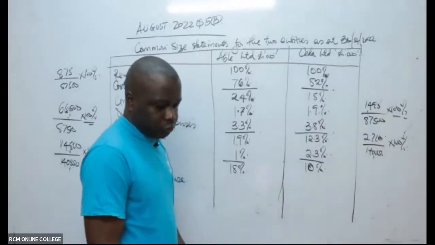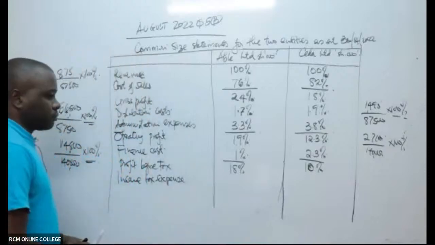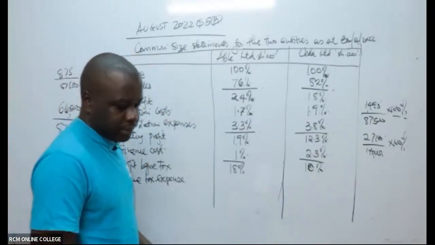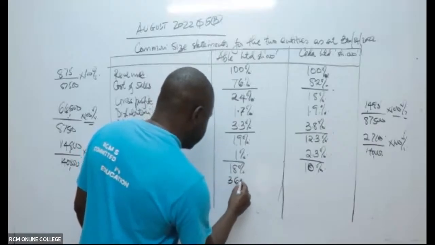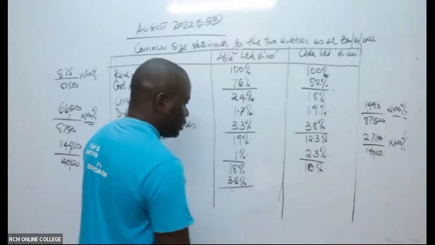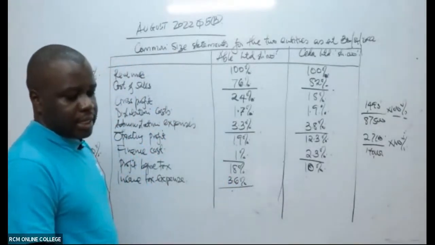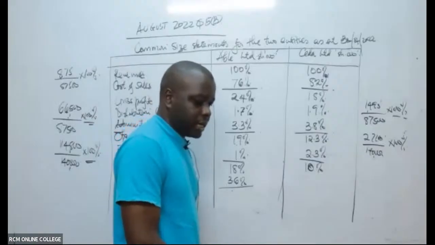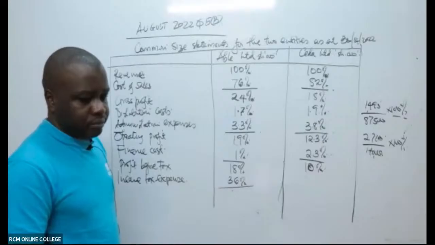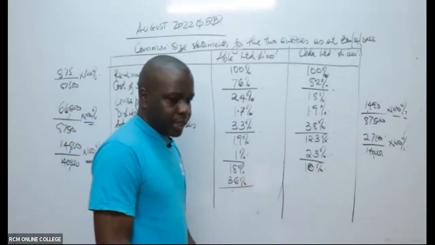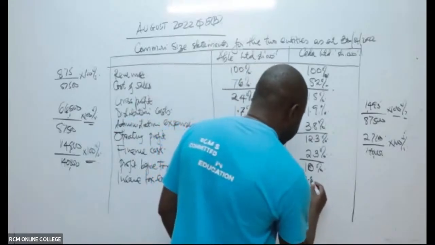You take 3150 over 87,500. Just the same procedure. Income tax expense, you're getting 3.6%. What about for SEDA? You take 3.5 divided by 87,500. You are getting 2.5%. Yes, 2.5%.